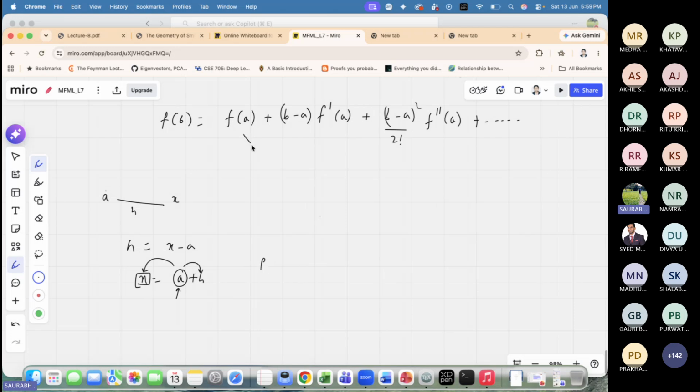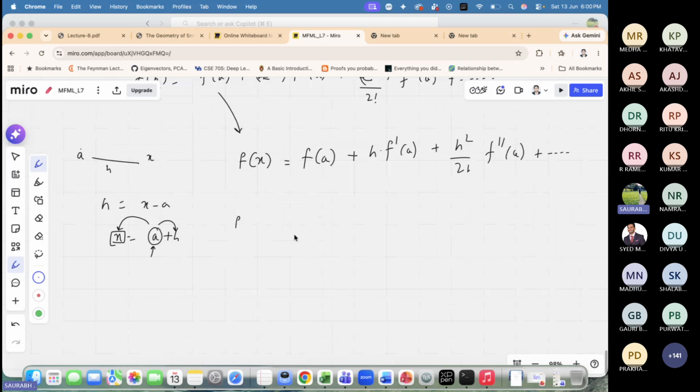So you can change this entire series, the equation that I wrote above, as f of x, the new point, equals what you know at f(a) plus, because b is the new point, which is your x, this entire thing would become x minus a. So x minus a is nothing but h. It would become h into f dash a plus h square by 2 factorial into f double dash a plus and so on. Now this is one variable.